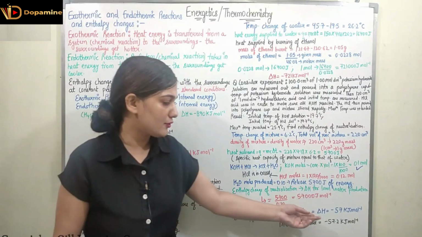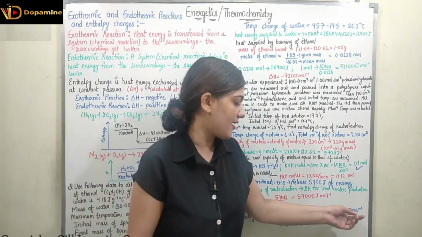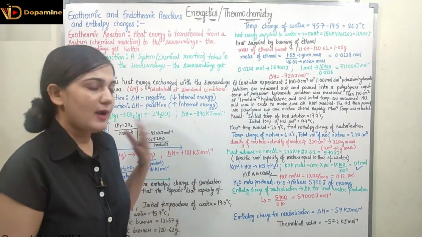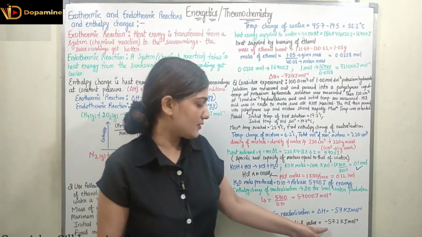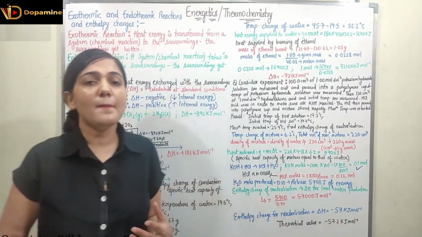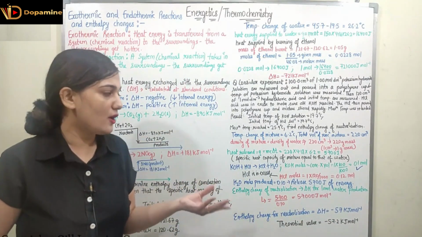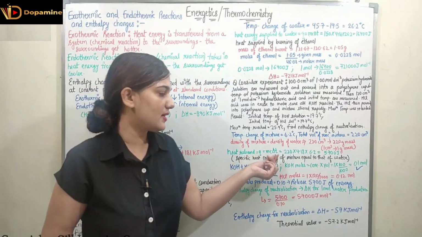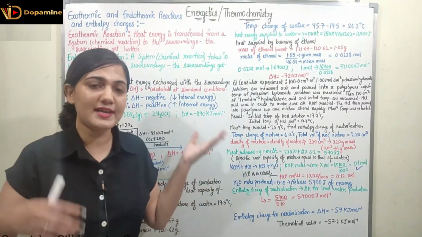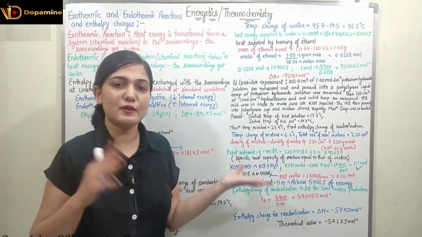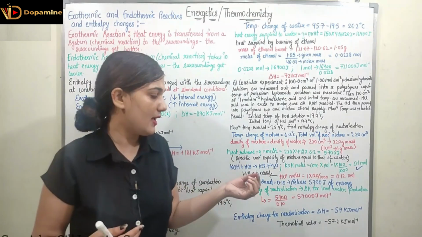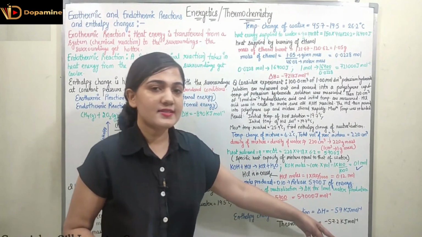So enthalpy change for neutralization is minus 57 kilojoule per mole, and the theoretical value was minus 57.2 kilojoule per mole, and the difference is because we have considered the specific heat capacity of mixture to be equal to water, as well as the density of mixture is also considered equal to the water. This is why these two are differing, right?